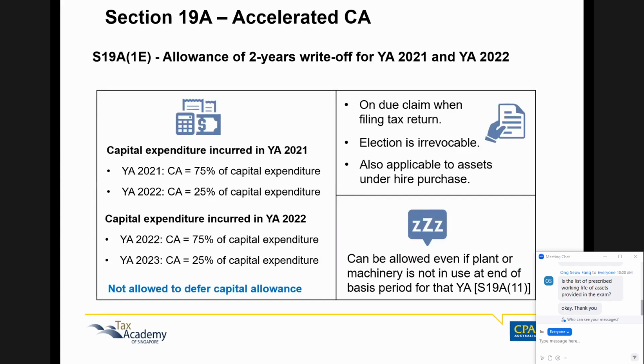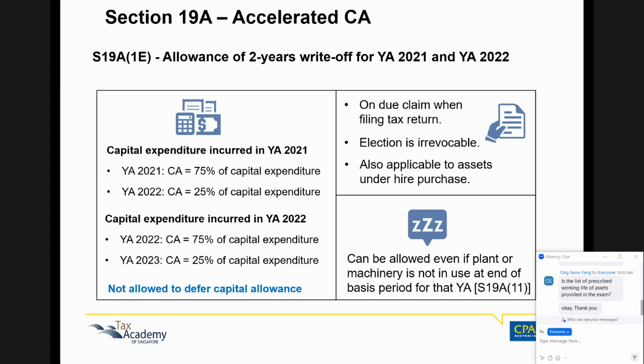Now we have another one which is even faster, over 2 years. But this 2 years is only for specific YAs. Although in the recent budget announcement you will have known that we have allowed it for later YAs also, to not cause any confusion, we will just focus on YA 2022, because it will also affect YA 2022. This is 19A(1)(e), which allows the allowance to be claimed over 2 years.